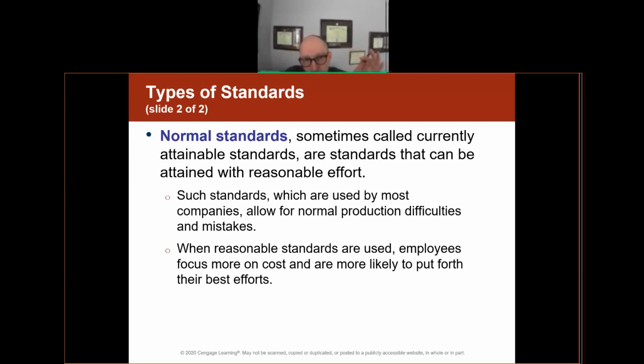So when you hear the word normal standards, think obtainable, easily reachable, not quite ideal, but doable. Right? There's normal standards.